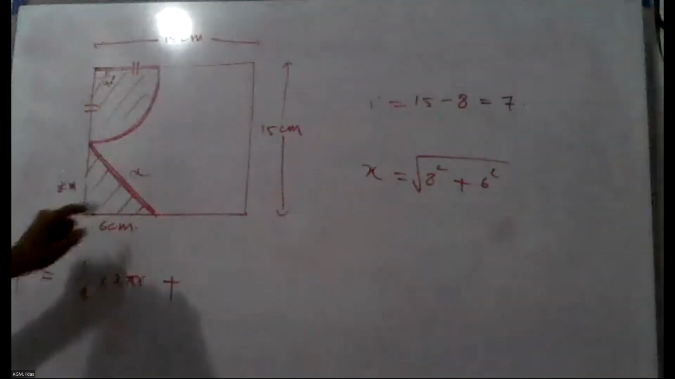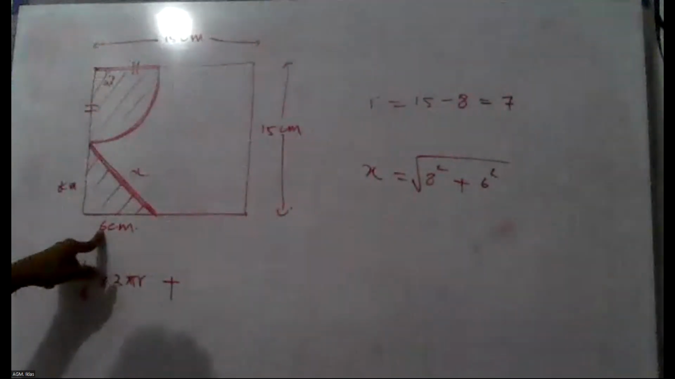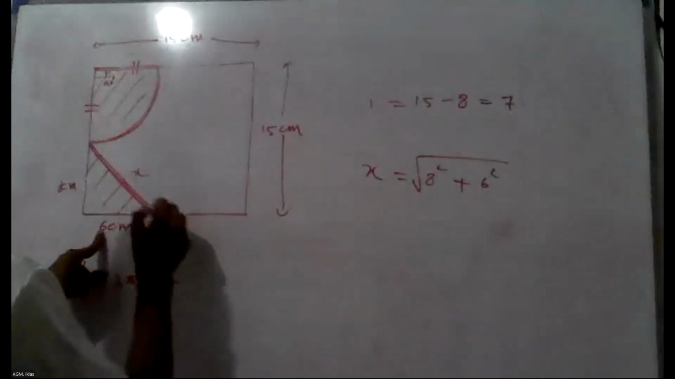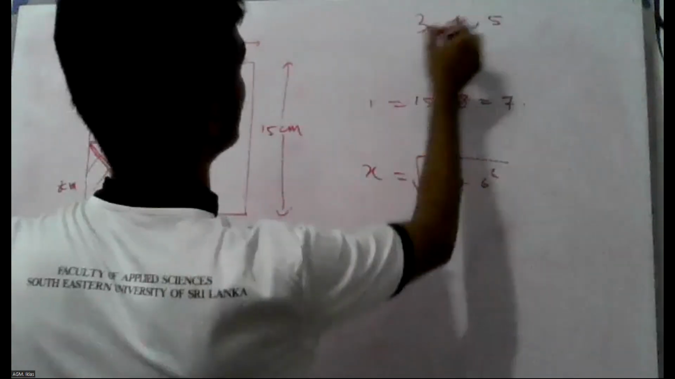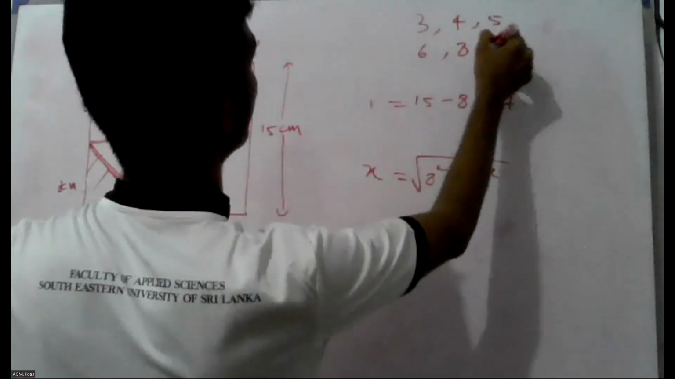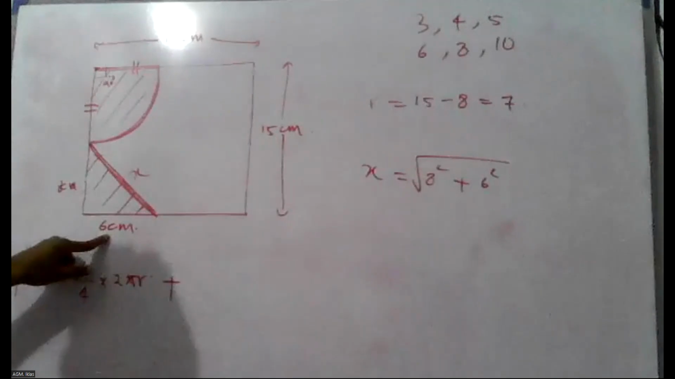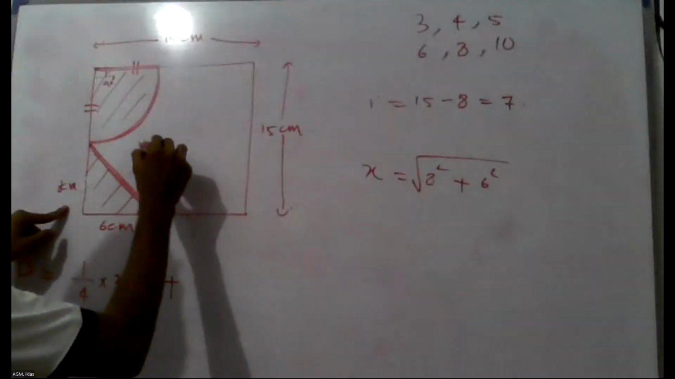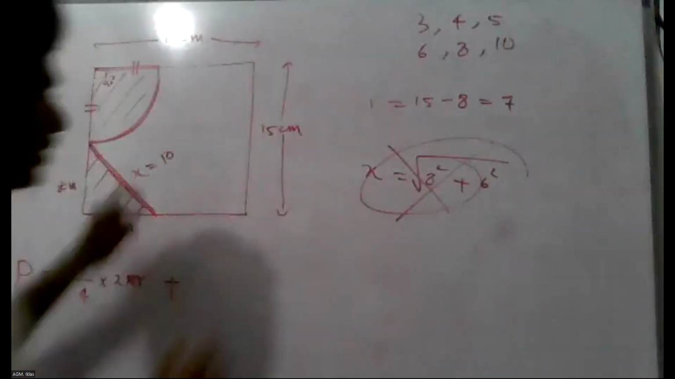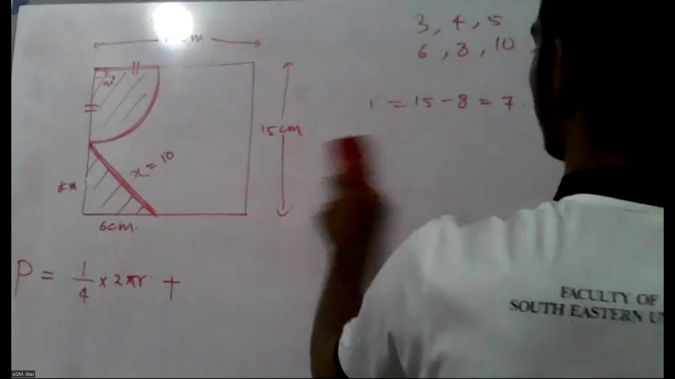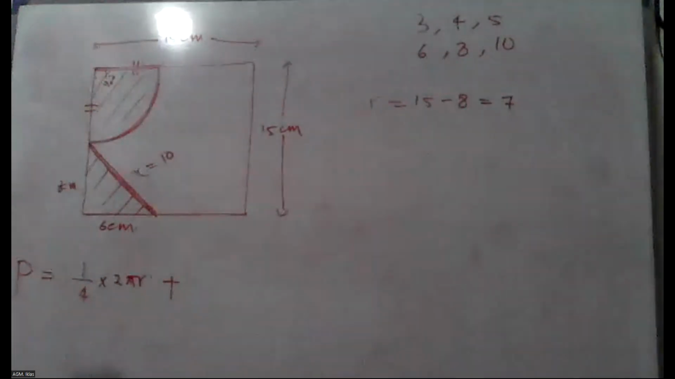But definitely, this is a triple of Pythagoras. So I can directly tell, you know, 3, 4, 5. So 6, 8, 10. So if this is 6 and this is 8, x is equal to 10. You can find it this way or you can use this method. In the examination, we need to reduce our time as much as possible for each and every person.